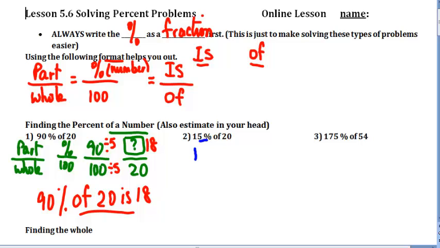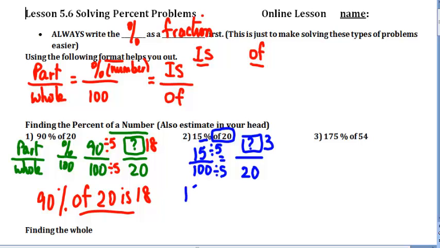Let's take a look. Again, my percent fraction, 15 over 100, is equal to something over 20. I know of means the whole, so 20 is my whole, and in the top I have my missing number. Let's figure it out. Again, divide by 5, so divide by 5, and the answer ends up to be a 3. So 15% of 20 is 3. I need you to give your answers this way, not just give me the missing number. Let's move on to the last question.